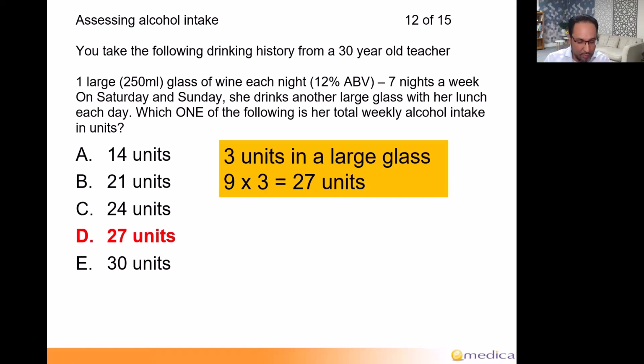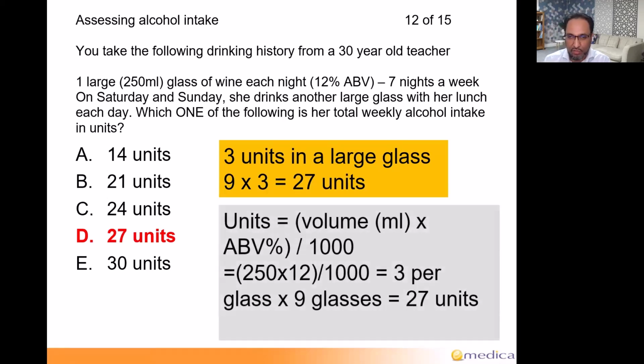And it's an estimate. It might not be exactly accurate, but it will be accurate enough for you to get the mark in most cases. I'm going to show you the formula if you want to be absolutely perfect. In this case, it's going to work out the same. So the formula is units of alcohol is the volume in milliliters multiplied by the percentage alcohol by volume. Take that total and divide by 1,000.